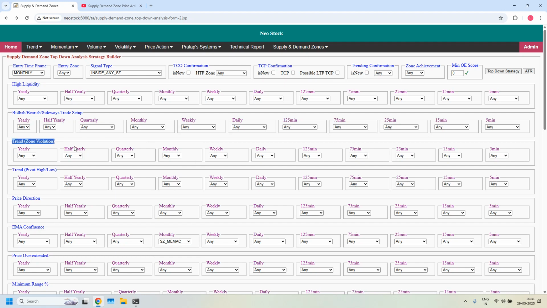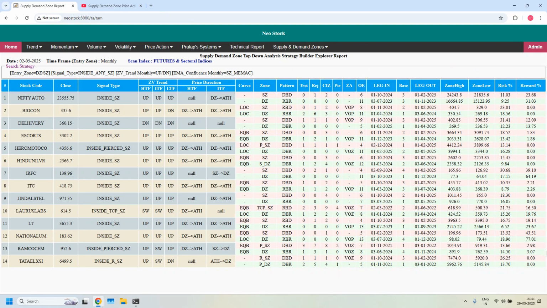And also trend on the monthly should not be sideways, it can be up or down. Now we got it filtered to 14 stocks. All 14 monthly supply zones are having monthly EMA confluence. Price closed inside these monthly supply zones.